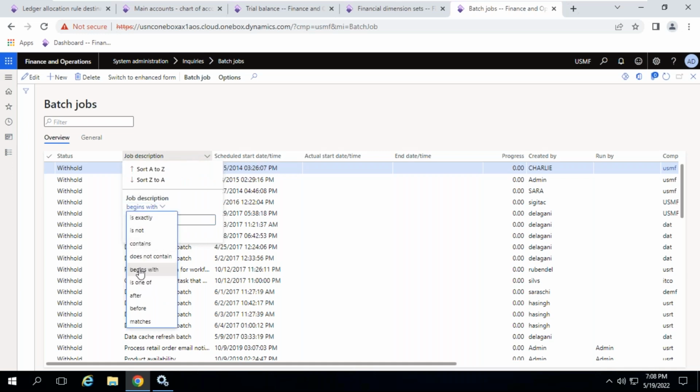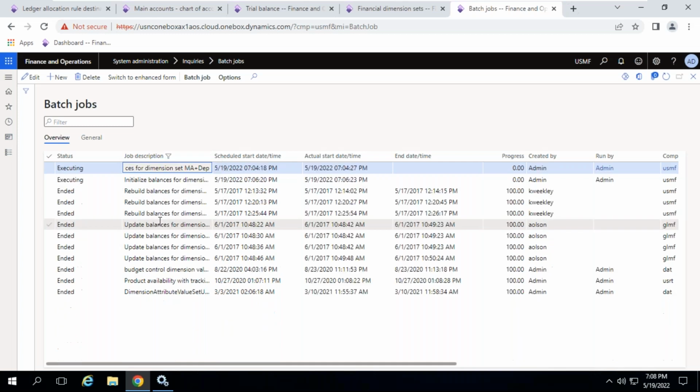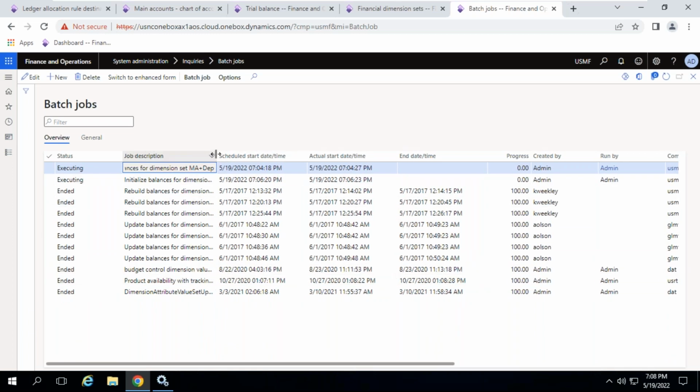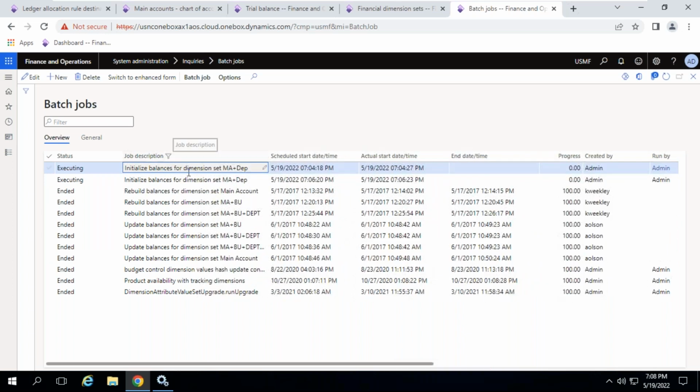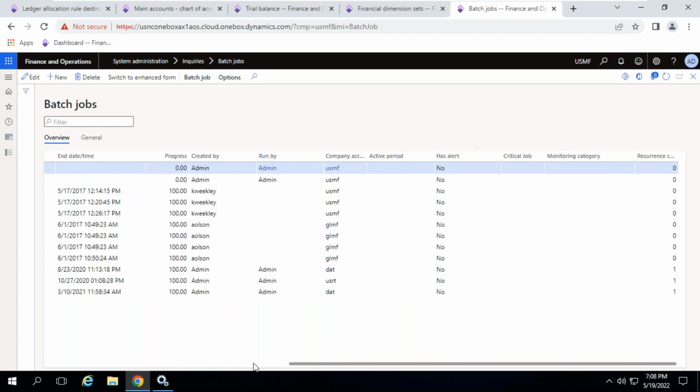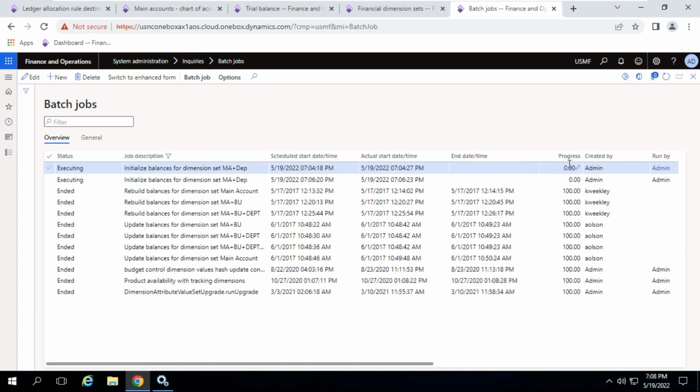Instead of begins with, it is contains here dimension. It is executing this initializing of balances for main account. This one still it is processing. Why is it not started? Still it is executing.